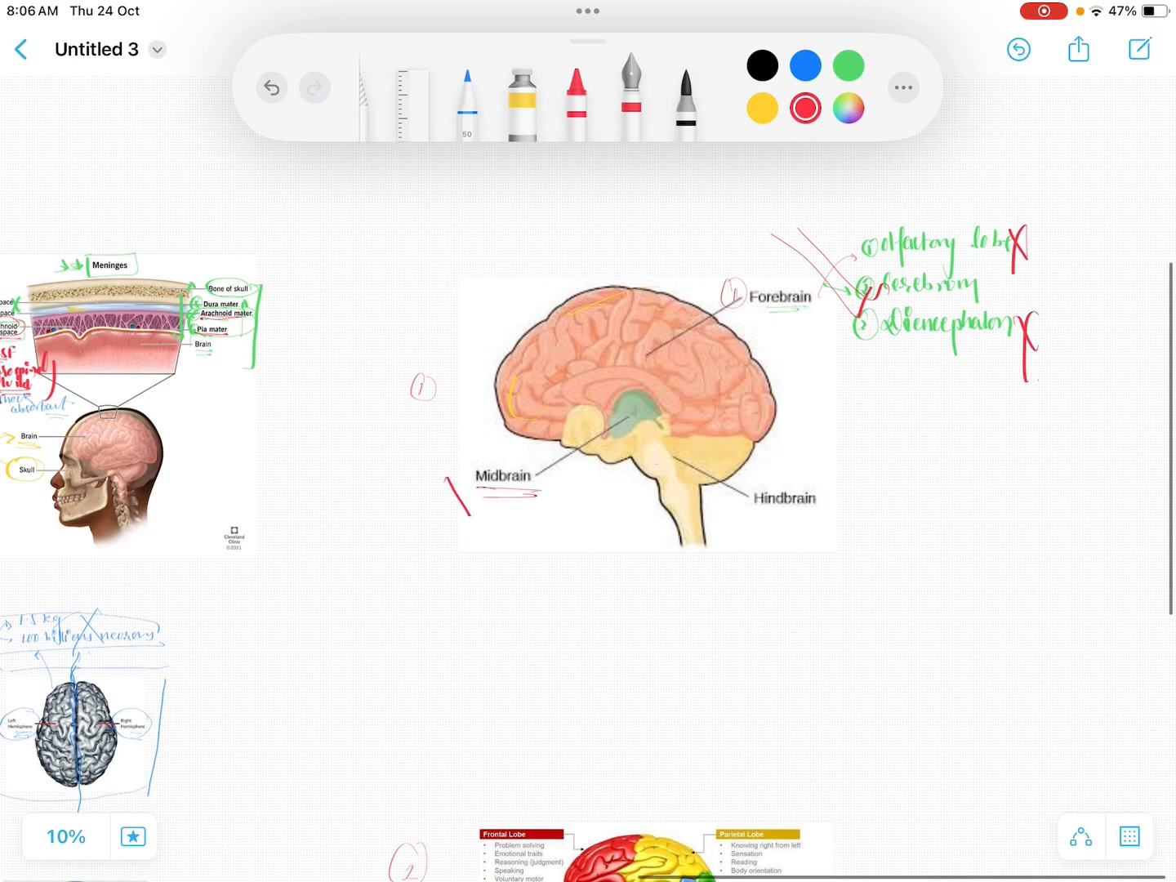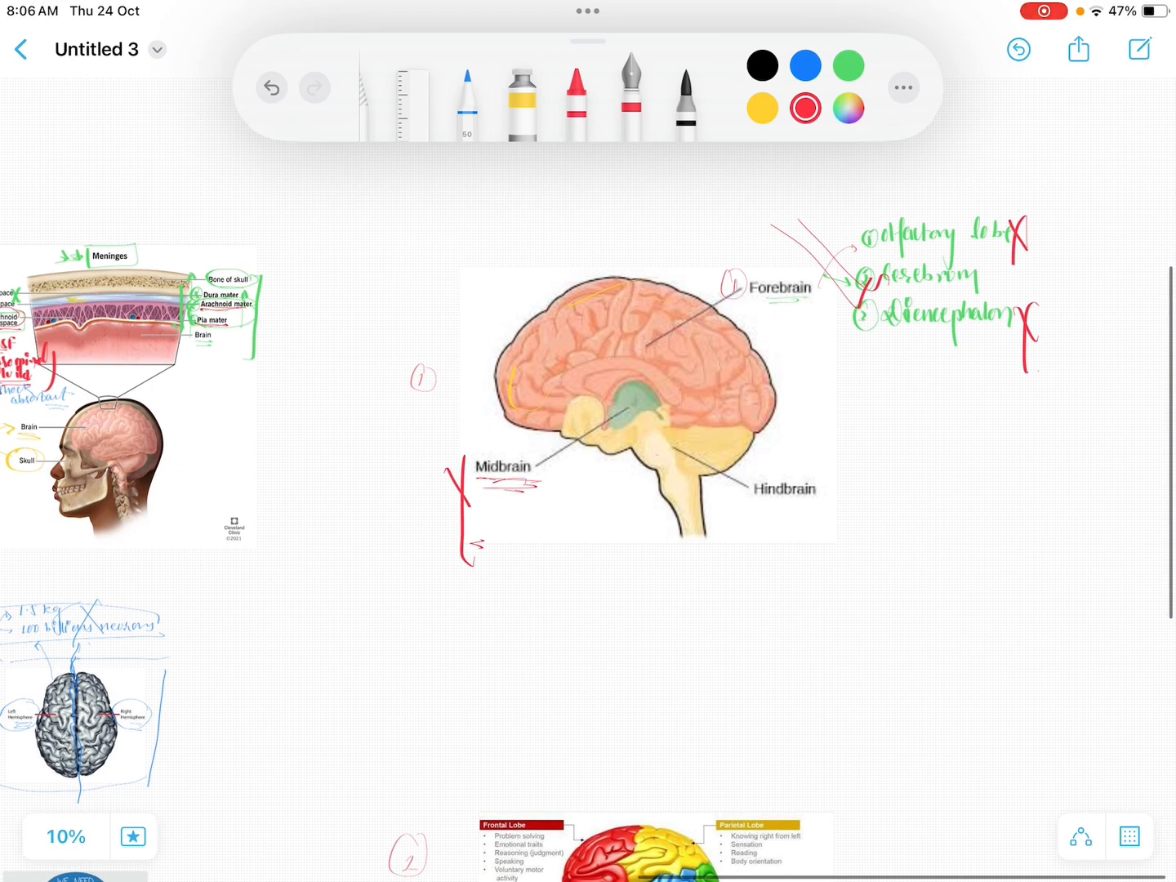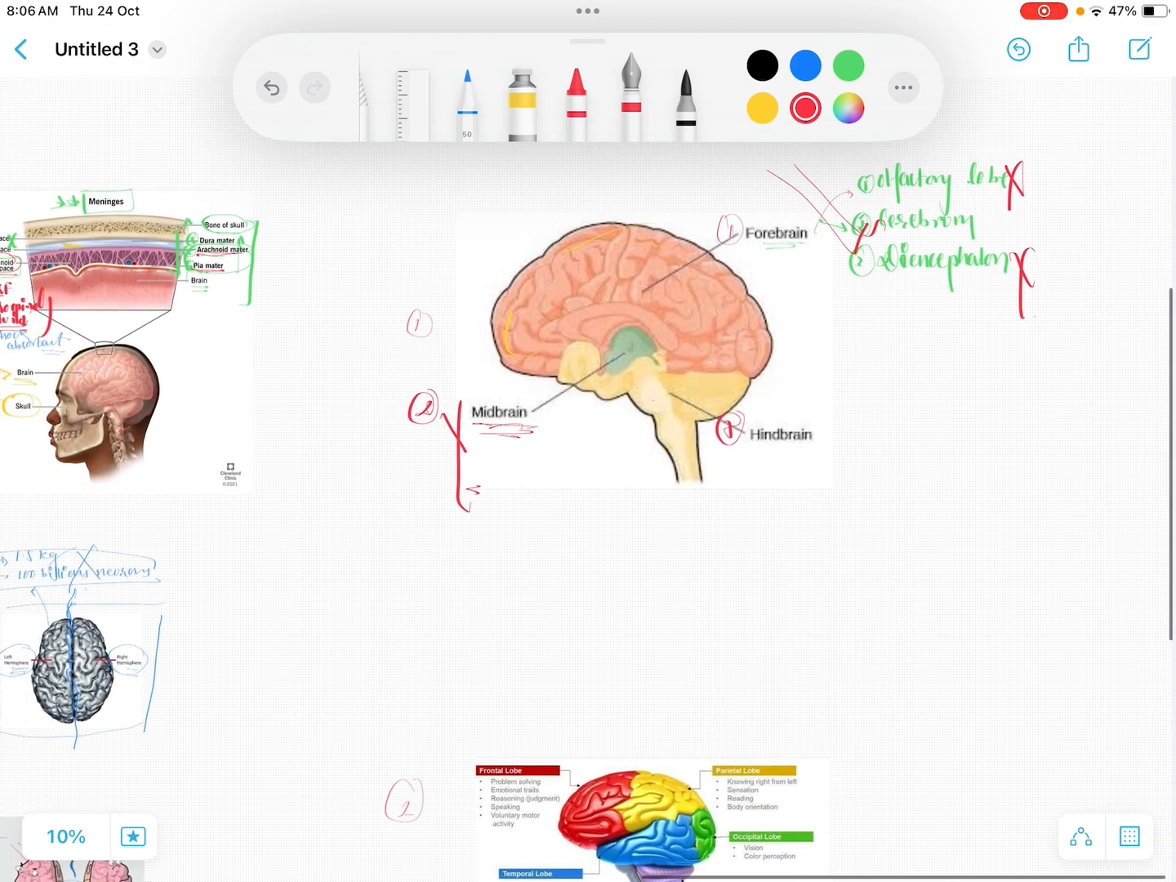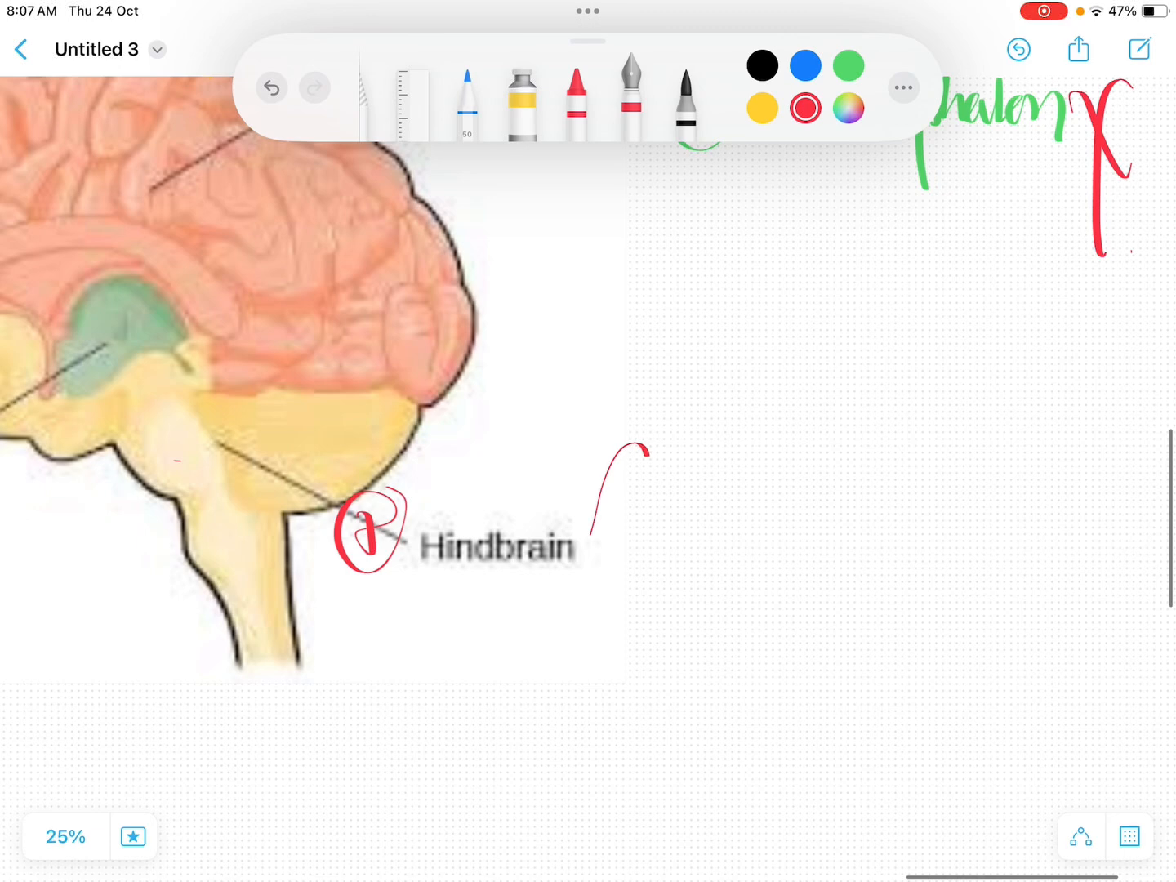So this is the midbrain. We don't need to know it in detail, just know that the midbrain is also a part of the brain. And third, lastly, there is the hindbrain. The hindbrain is also very important because it consists of three parts. One is the medulla oblongata.